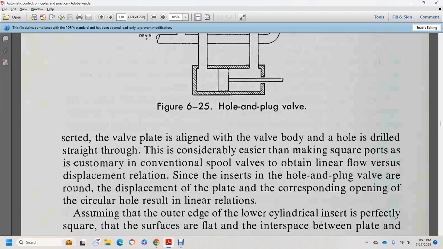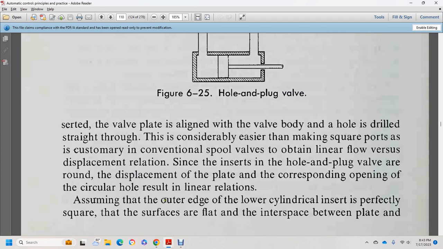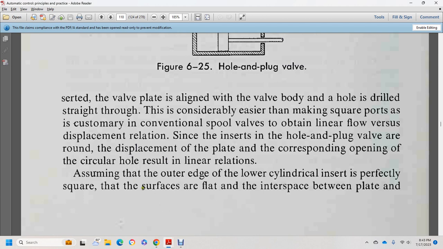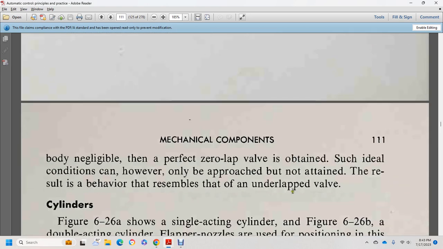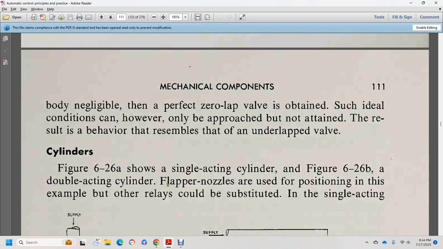It is really easy to make a square port with the customary conventional spool valve and obtain the flow versus displacement relation. In such an instance, inserting the hole plug in the valve with a round hole and a displacement plate with a corresponding opening with a circular hole results in a linear relation. Assuming the outer edge of the cylindrical insert is perfectly square with a flat surface, and the inner space between the plate and the body is negligible, a perfect zero lap is obtained under ideal conditions. However, a perfect zero lap is not attained, with the result being the behavior of an underlapped valve.